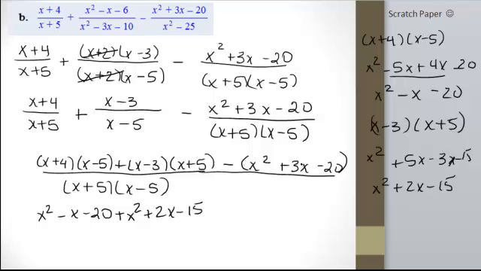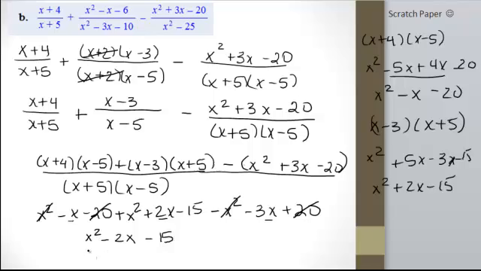Okay, now we have to distribute this negative, so we have negative x squared minus 3x plus 20. Keep in mind that's all over the denominator, but I'm running out of room, so we'll just work with the numerator for now. Let's simplify. x squared minus x squared is 0. Negative 20 plus 20 is 0. So it looks like we're going to be left with this x squared. And here's a negative x plus 2x, and x minus 3x is a minus 2x. And the only thing left is a negative 15.